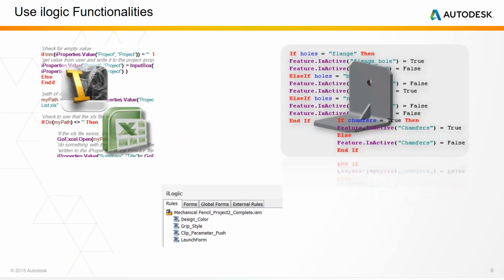So what is iLogic? iLogic is rule-based design. A simple explanation is rule-based design. So you have a model and you would like to change your model based on your actions, your selections, or your conditions. That is exactly possible with iLogic.